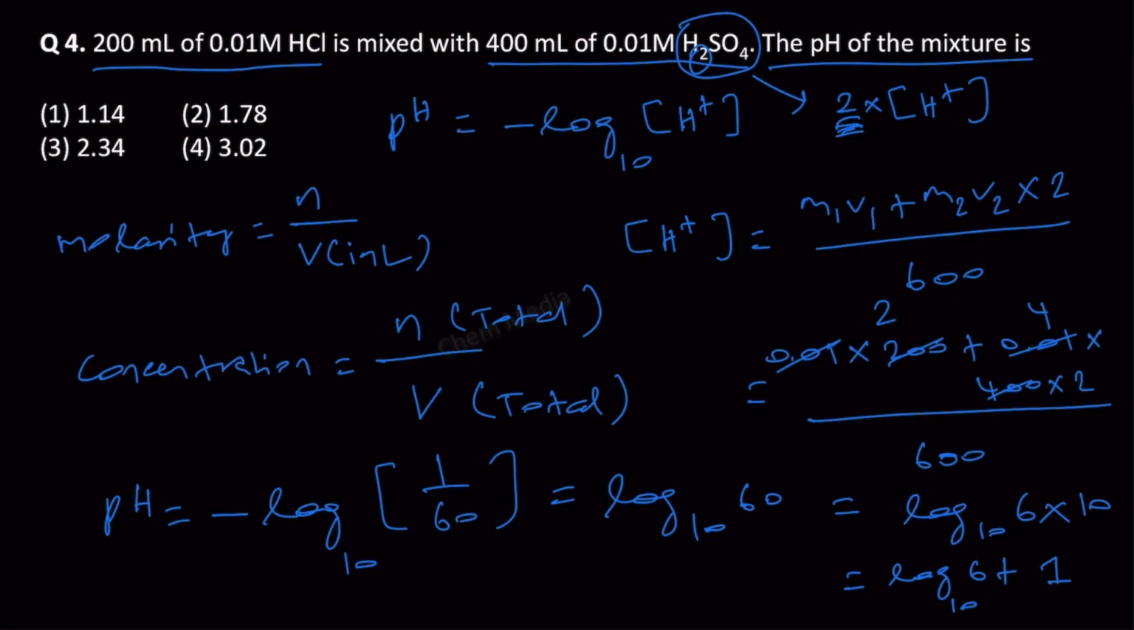So, that means 1.14 is definitely wrong. Options 3 and 4 are also wrong. The only correct answer is 1.78. So, log 6 value is 0.78. Even though it is not given, we can guess that. So, therefore, option 2 is correct.